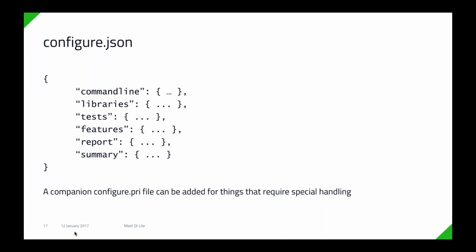But if you look at the configure.json file now, it contains several sections. Command line handling, handling of external libraries, handling of configuration tests that basically check for different features of the operating systems. Then the features themselves, which are the things that you can turn on and off when you build Qt. And then a report and a summary that is printed back to the user.